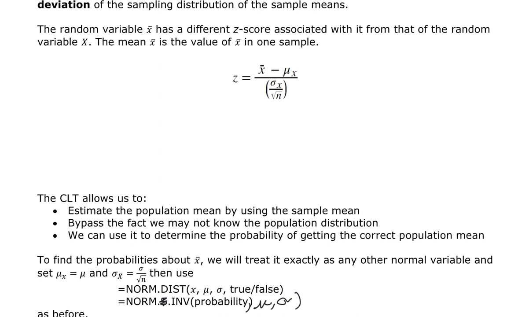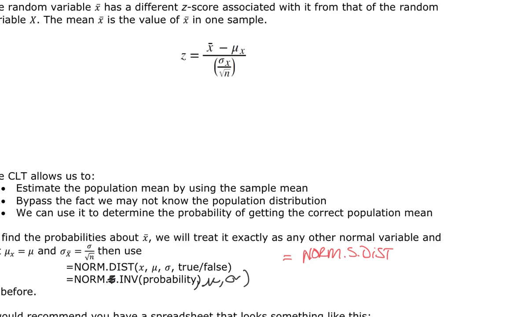Should I decide that I want to use the norm.s, if I'm using the norm.s, then this is going to be equal to the norm.s.dist. And when I'm using the norm.s.dist, then I use a z-score, and then I'm going to either say true or false. Similarly, if I am trying to find a value that's associated to a certain percentile or a certain probability, that's when I do the norm.s.inv. And when I'm using this, I only use the probability, or the percentile. I don't need anything else.